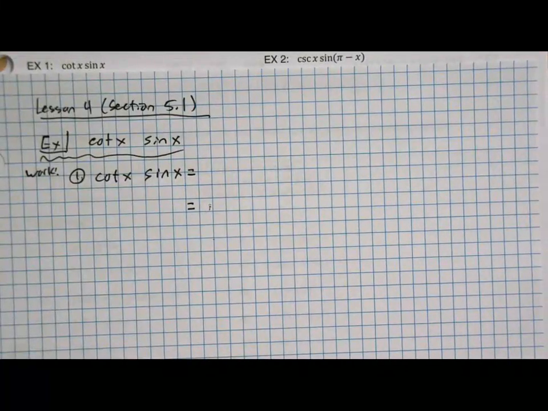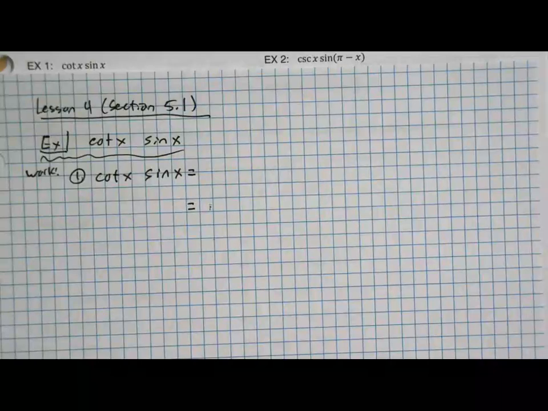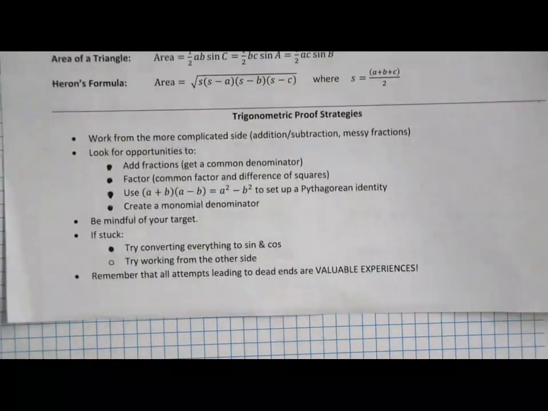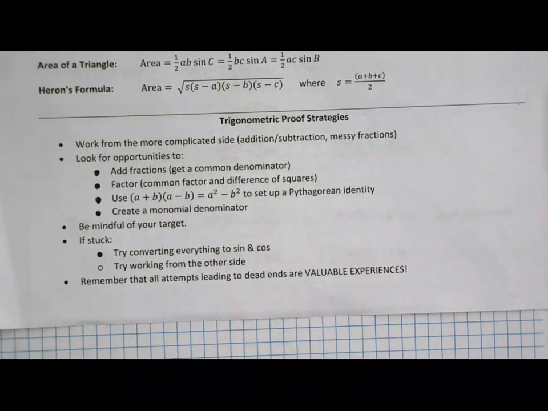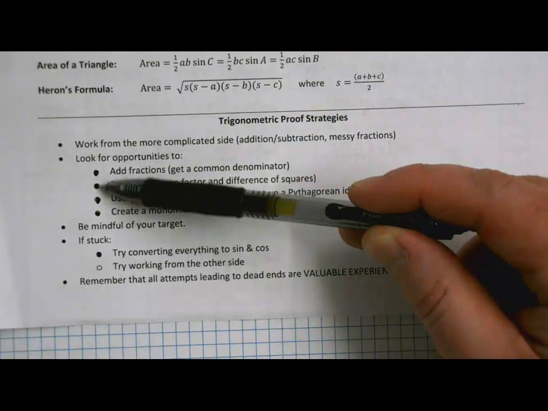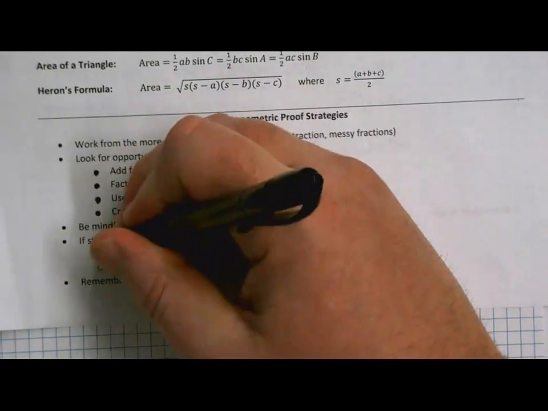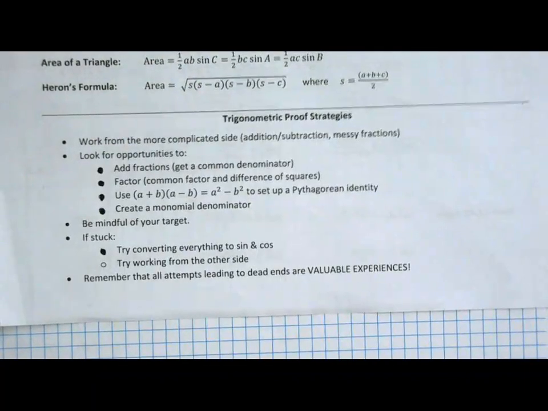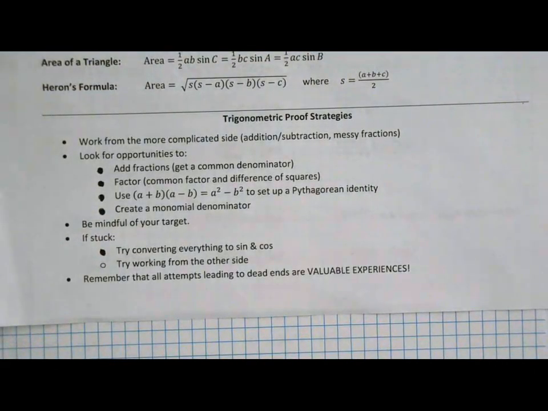All right, cotangent x sine x. I want to simplify this thing. What am I going to do? I want to point out a couple things. This is on the back side of your identity sheet. And these strategies go with trigonometric proofs, which we have not started yet, but these 5 dots that I've colored in here are all applicable to simplifying as well. The only one that's really not applicable is the try working from the other side, because we don't have another side right now. We're just dealing with expressions.